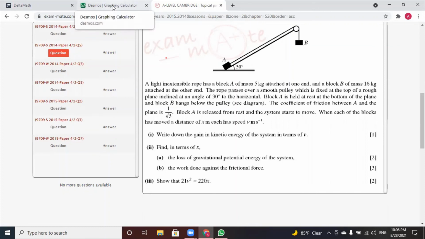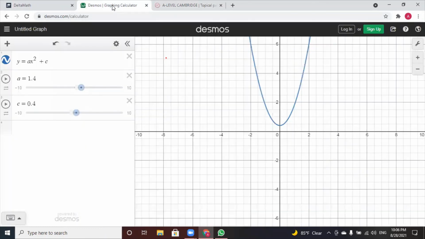Another nice tool is Desmos graphic calculator, and this is basically a tool that I use in order to explain how graphs work. So here we have the graph of y equals ax squared plus c. So as a gets bigger, you see that the graph becomes smaller in a way, it's shrinking. Whereas if I decrease a, the graph becomes wider.